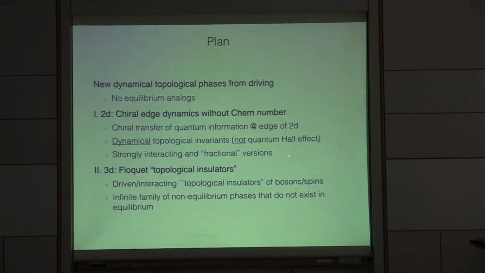It allows us to generalize the constructions to strongly interacting fermion systems and boson systems, and even look at fractional versions of what was discussed in this free fermion context. And then, if there's time at the end, I want to look at how these new sets of 2D chiral phases enable new 3D topological insulator-like phases with protected surface states.